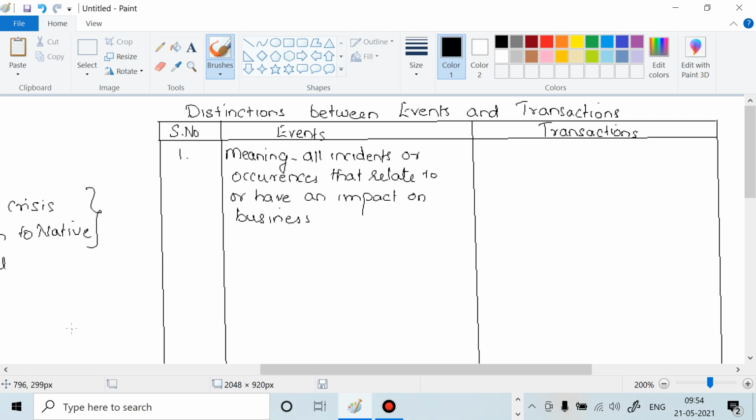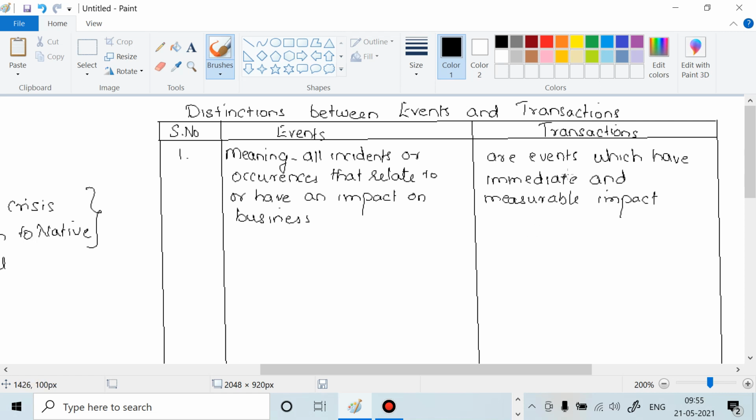So there are several instances or occurrences that keep occurring in the business that relate to the business and have an impact on the business. Yes, so when Sohan leaving is going to have an impact on the business, but there is no immediate financial impact. But when we talk about transactions, these are the events, the instances or occurrences which have an immediate impact and measurable impact. You can even measure it in terms of money.